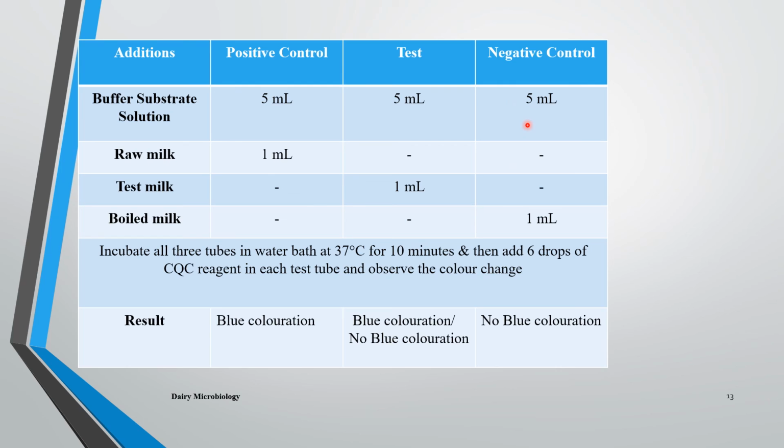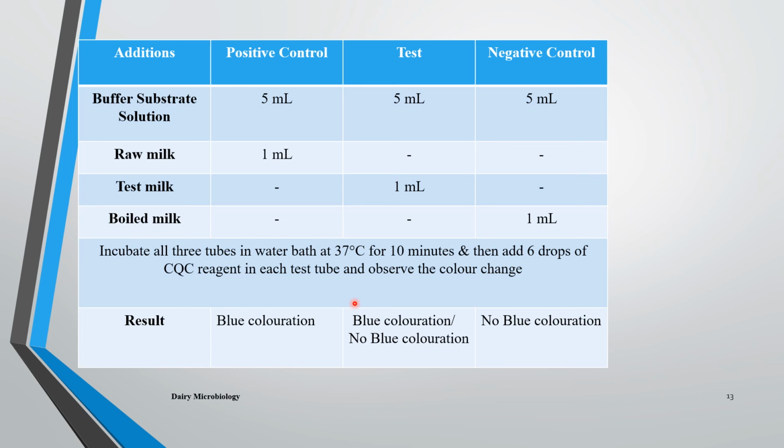In negative control, the boiled milk is used, in which the phosphatase enzyme is absent. So, in negative control, the phenol will not be produced, and due to which no blue coloration will appear after the incubation. While the result of the test will depend upon whether that milk contains phosphatase enzyme or not.